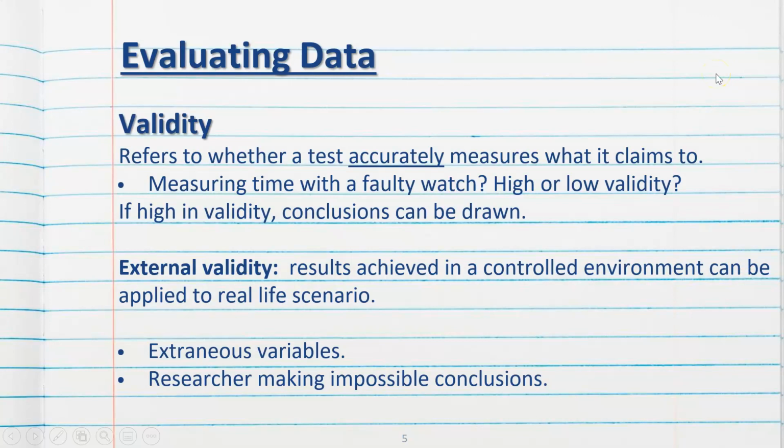Okay, let's move on to validity. So validity refers to whether a test accurately measures what it has claimed to measure. So another word for validity is accuracy. So, for example, if I was to measure time, reaction time, with a faulty stopwatch, it's going to have low validity. It's going to have low accuracy because I'm not measuring it properly, all right?